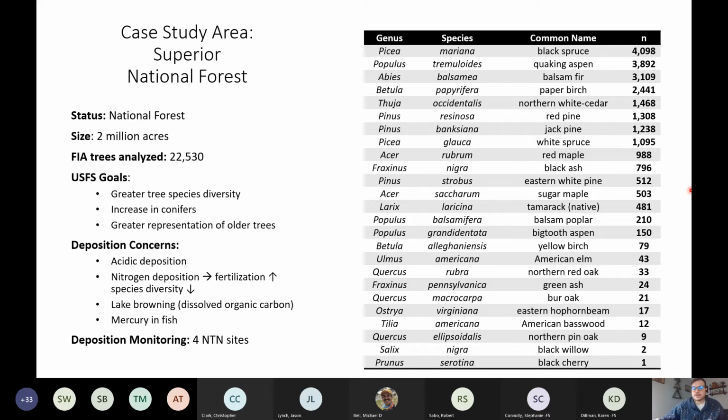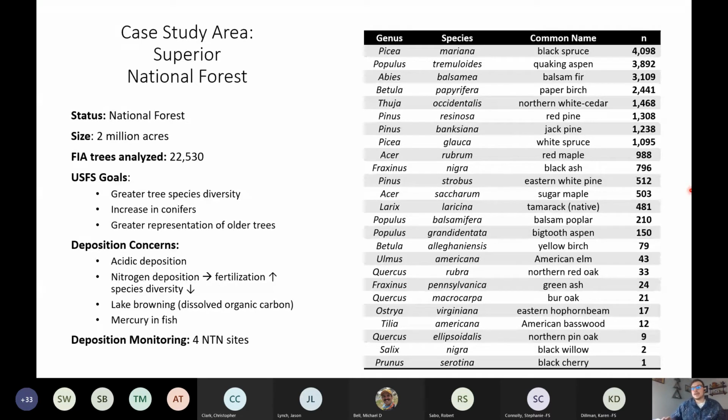And so some of the Forest Service's listed goals are here. Some of the goals in Superior are to ensure there's a greater tree species diversity, notably for conifers. Some of the deposition concerns include acidic deposition, which comes in not just from Minnesota, but also from other Midwestern states. And that nitrogen deposition, which can ultimately lead to nitrogen fertilization, can decrease species diversity. So that's something of particular importance here.